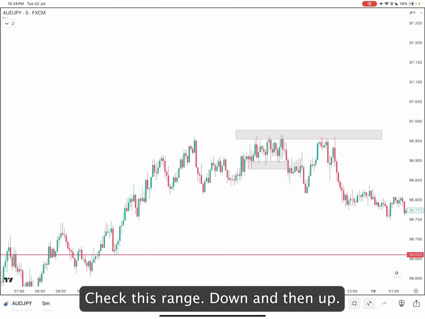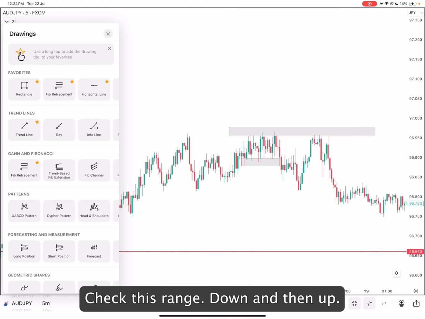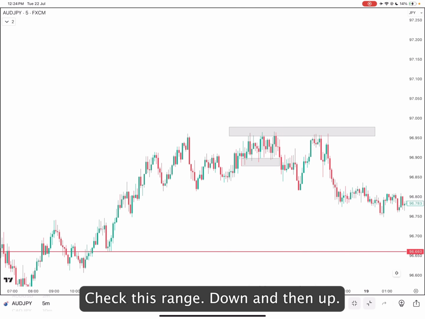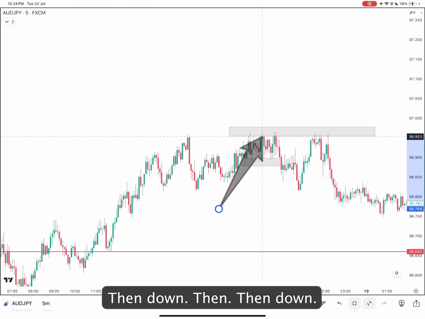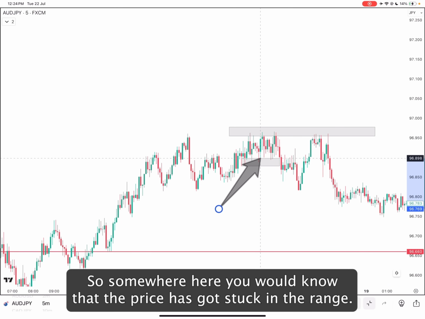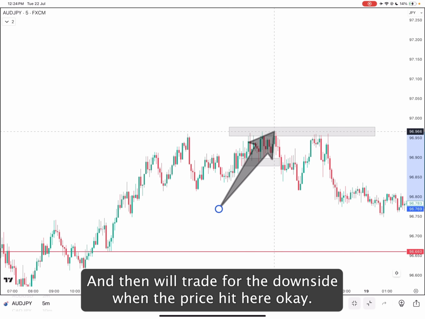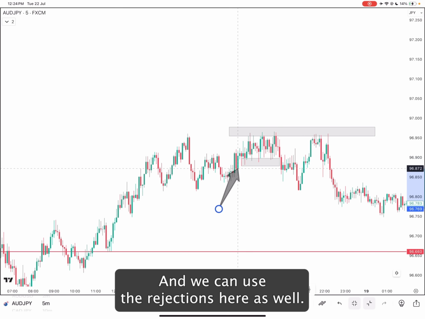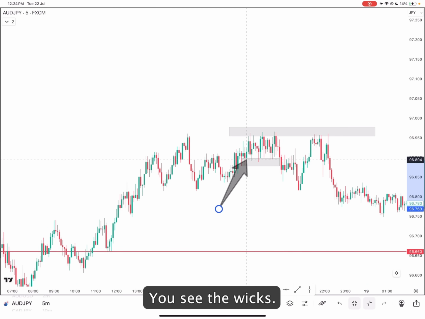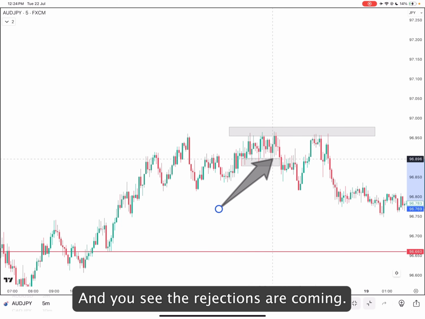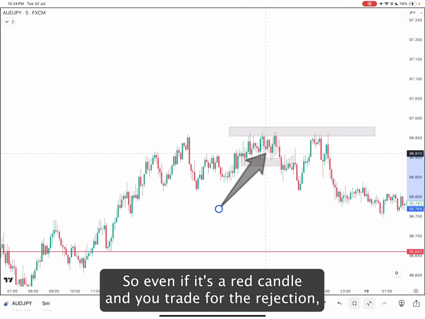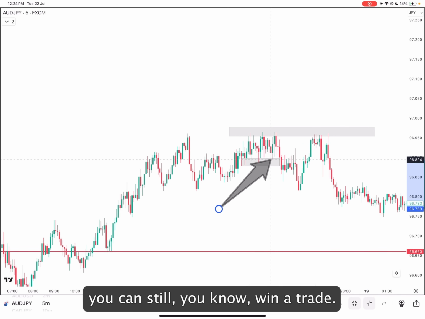Okay, check this out. Check this range. Up, down, and then up, then down, then up, then down. So somewhere here you would know that the price has got stuck in the range. So we'll wait for the price to hit the top side, the resistance, and then we'll trade for the downside. When the price hits here, okay, we'll trade for the upside, and we can use the rejections as well. You see the wicks, wick, wick, wick, and you see the rejections are coming. So even if it's a red candle and you trade for the rejection, you can still win a trade.